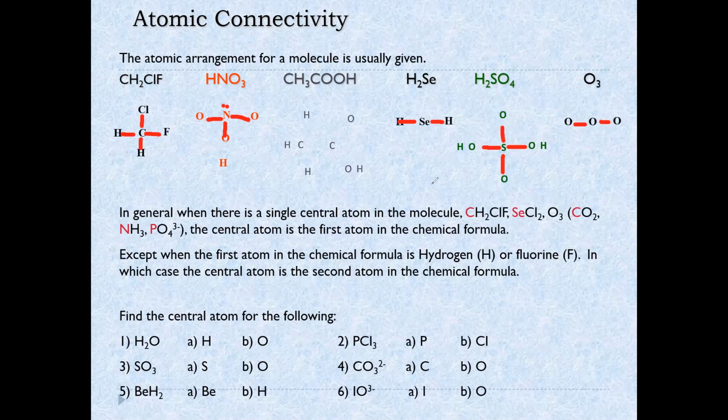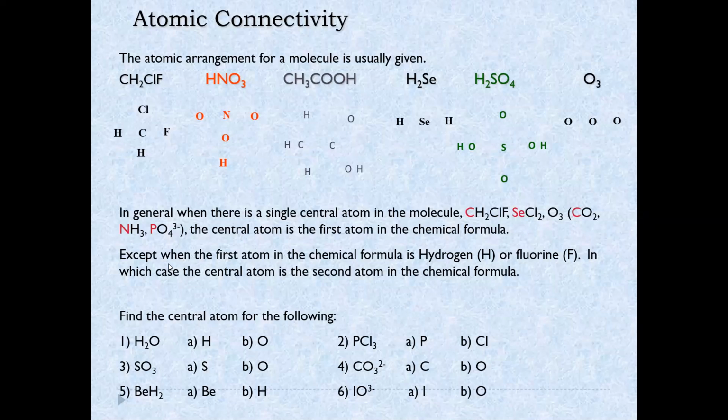So in general, when there's a single central atom in the molecule, in all the molecules we have, the central atom is the first atom in the chemical formula. So you can see that if it is a single central atom, it will be the first atom in the chemical formula: NH3, PO4 3-, CO2, O3. So this will always be the first atom in the chemical formula.